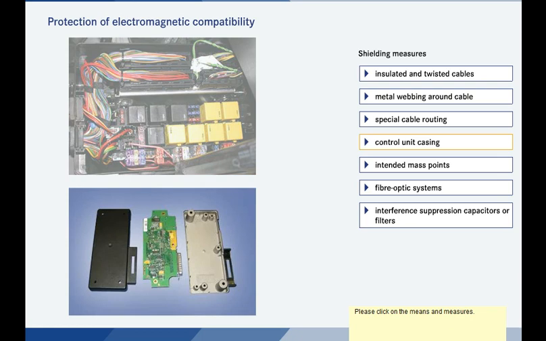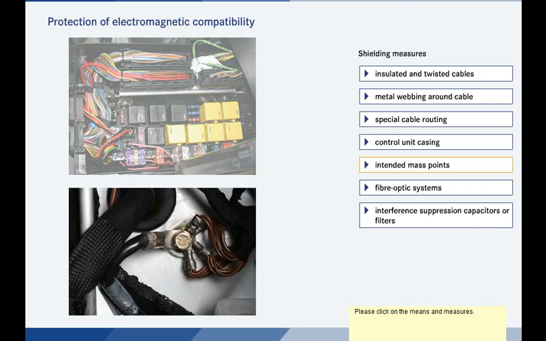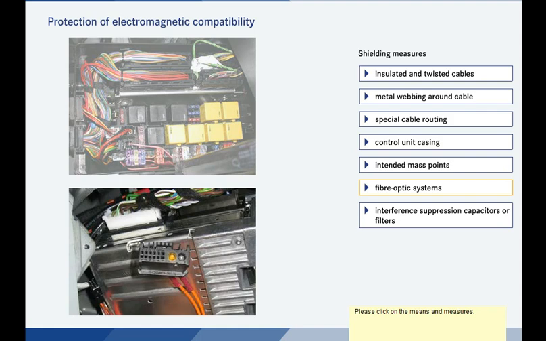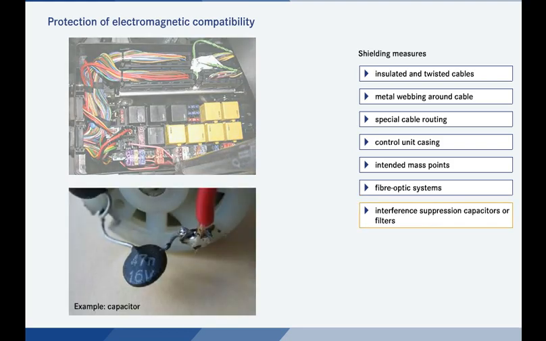The housing of control units can, for instance, be metallized. The use of predetermined mass points allows controlled mass current flow. Fiber optic systems such as MOST or D2B are impervious to electromagnetic interference, as light does not emit radio waves, nor is it affected by them. Specially designed capacitors and filters prevent electromagnetic interference.